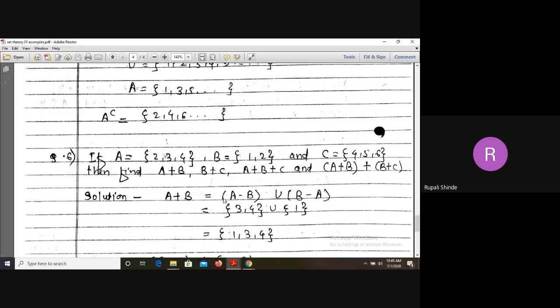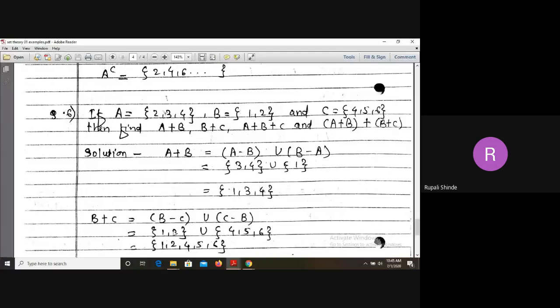Now, next question they have asked to find the value for B plus C. Again, the same formula we have to apply. Can you tell me how we can apply the definition for symmetric difference here? B plus C will be equivalent to which one? As we have applied here, A plus B is equal to A minus B union B minus A. Likewise, B plus C will be equivalent to B minus C union C minus B.